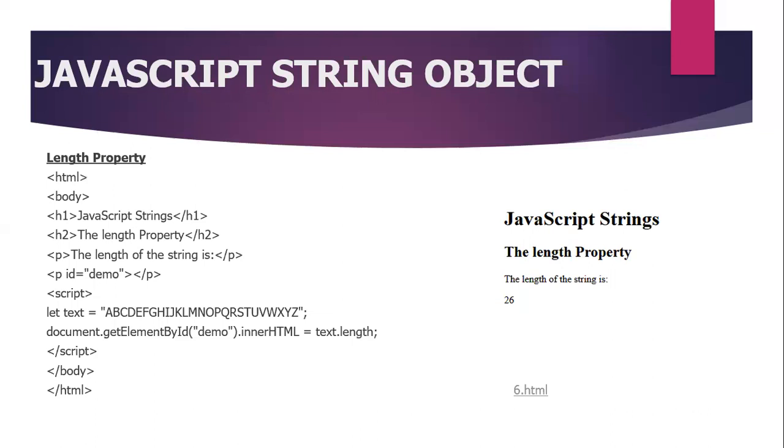Here is an example program to depict the length property. Under the script tag, I'm assigning length. Let text is equal to A to Z. So text dot length will return 26. That will be the output.